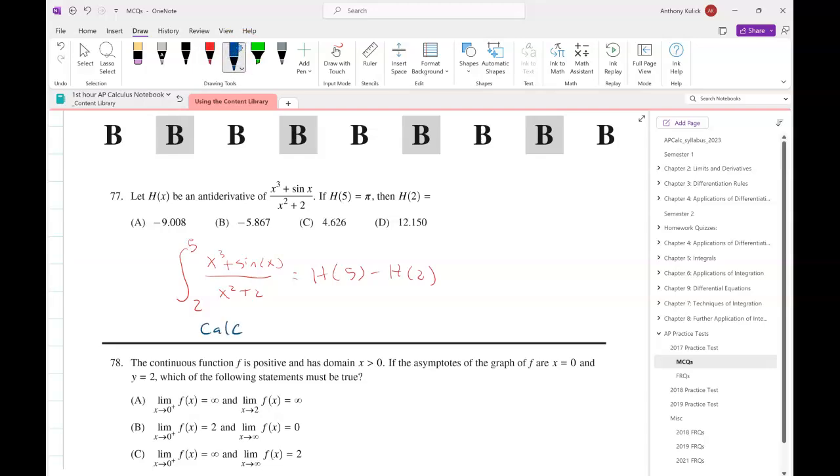Because this piece you can just get a number on your calculator. This piece we're told is pi. So we're just doing some algebra after you've done that. But the key observation was knowing that H is the antiderivative of that. So if I integrate that from 2 to 5, I'll get H of 5 minus H of 2. And then from there, you can just do some subtractions. Oh, I didn't read through the answers to this. I should have done that, right?